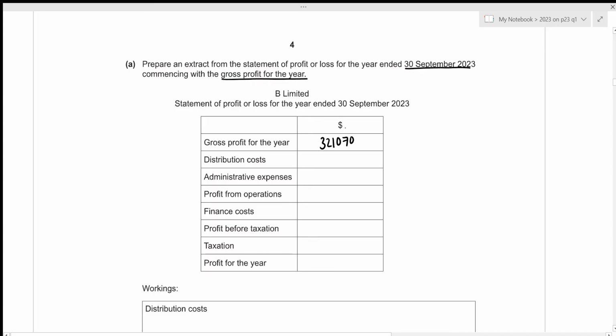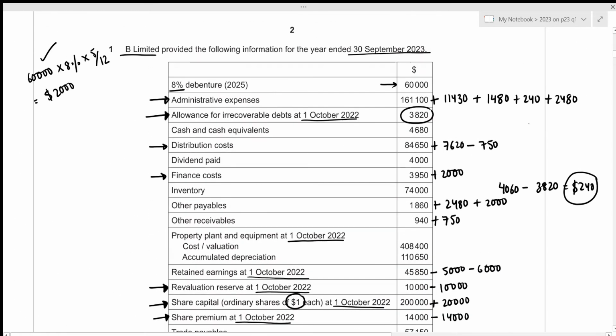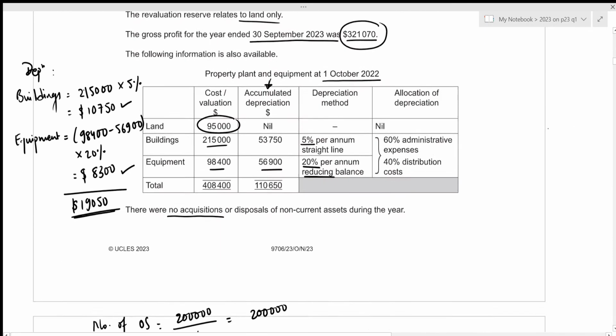Then we have also made all of the necessary adjustments to our distribution cost. So we can now just figure out its total. That will be 84,650 plus 7,620 minus 750, which is also 91,520.